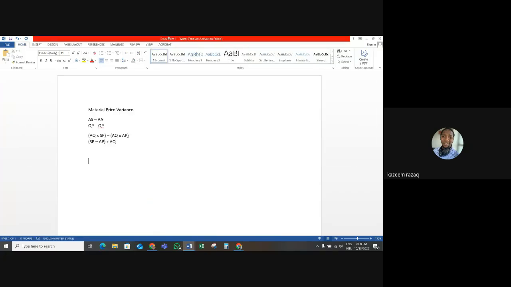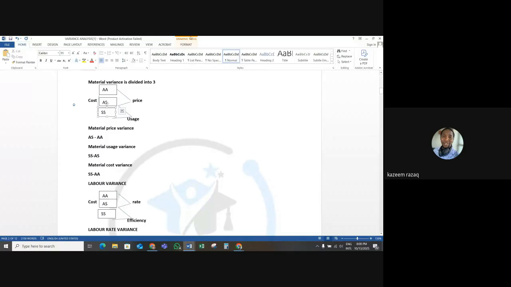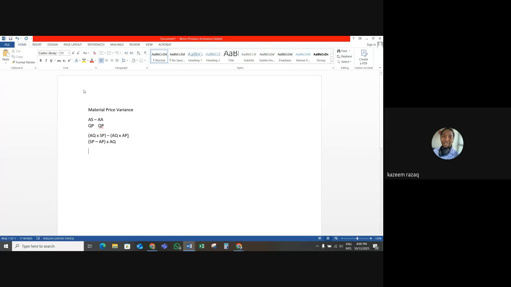Now that's for material price variance. Now for material usage variance, we said it is SS and AS, right? Can you see? Material usage variance is SS and AS. Am I right, please? Yes, you are right. So let's do the same thing for material usage variance.